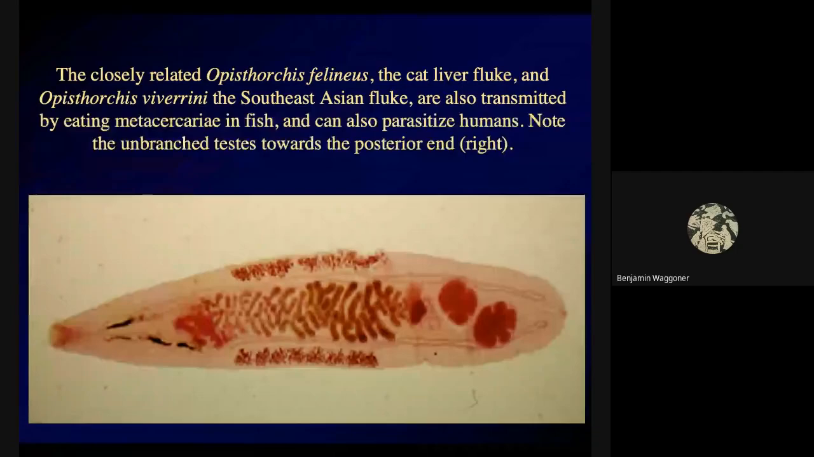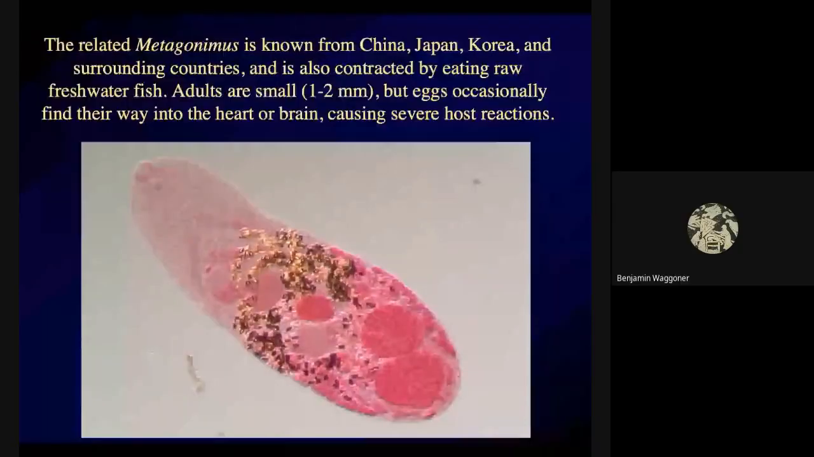And then another one that can be one of the smallest flukes out there, you can get from eating fish with encysted metacercariae. Heavy infections will cause just general gastrointestinal symptoms, diarrhea and such. Related one, Metagonimus, you also get from eating raw or undercooked freshwater fish. This is another one that's primarily found in Asia. And this is another one where you can get very severe symptoms if adults find their way into the heart or the brain, where you really don't want them.